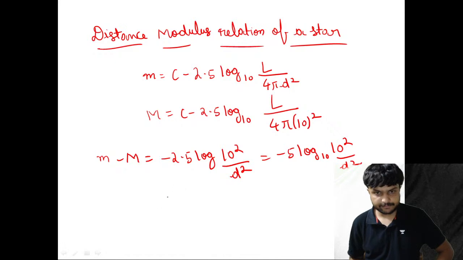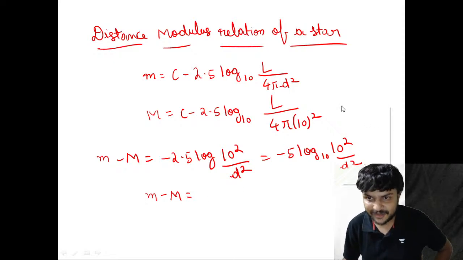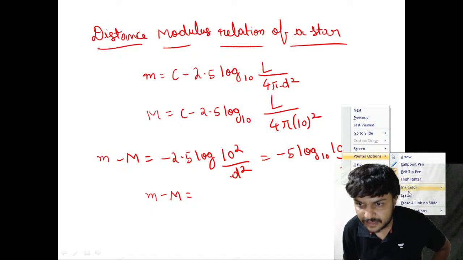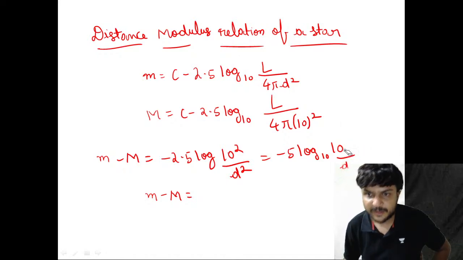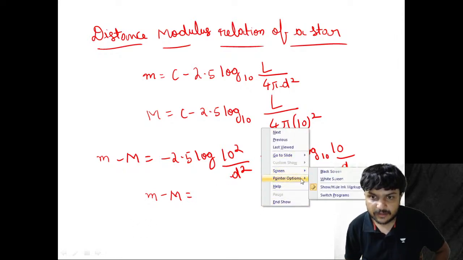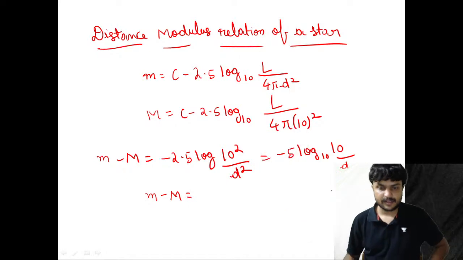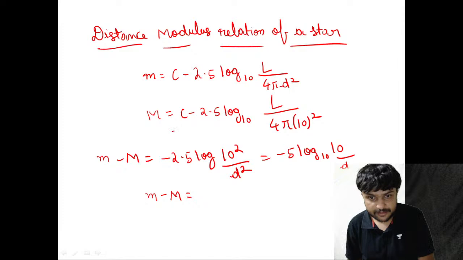And we go to the next step, which will be m minus M. Sorry, the 2 got multiplied, I need not rewrite it again. We just multiplied that 2 into 2.5. Okay, pointer options. So where am I here?